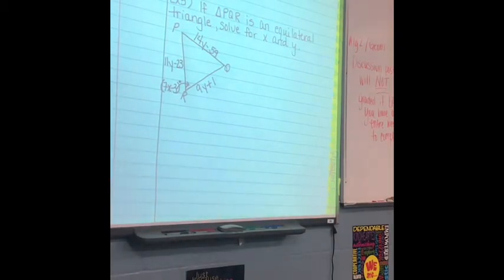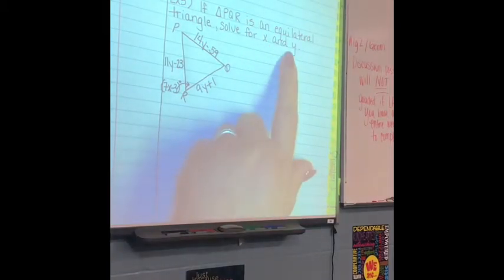Who would you like to start with and why? Do you have a question or a statement? Okay, ask your question. Is there a reason to put the angle measure in? Because it's just going to be 60 anyways. It's not asking for the angle measure. It asked for x and y.